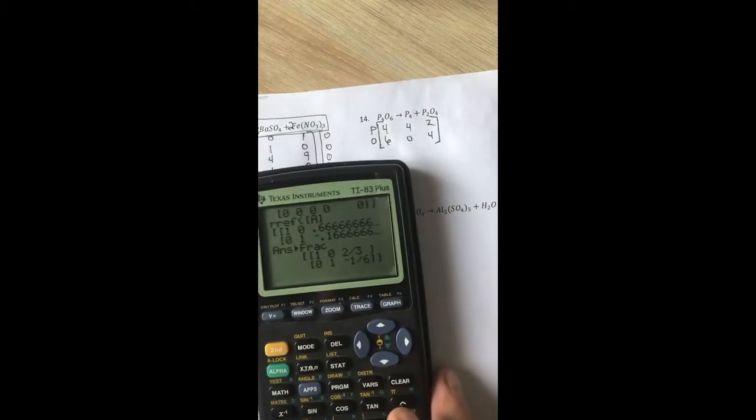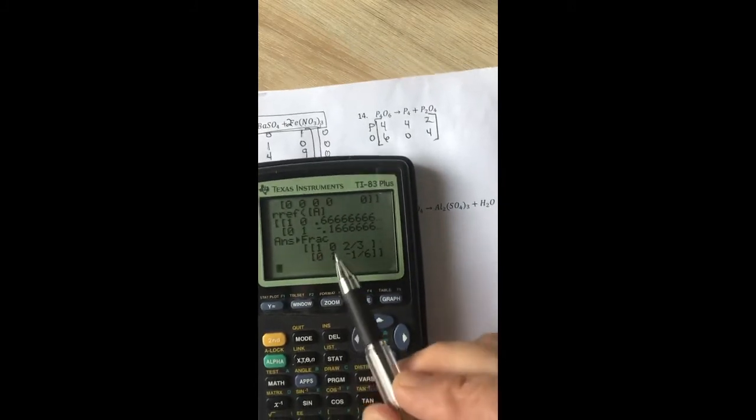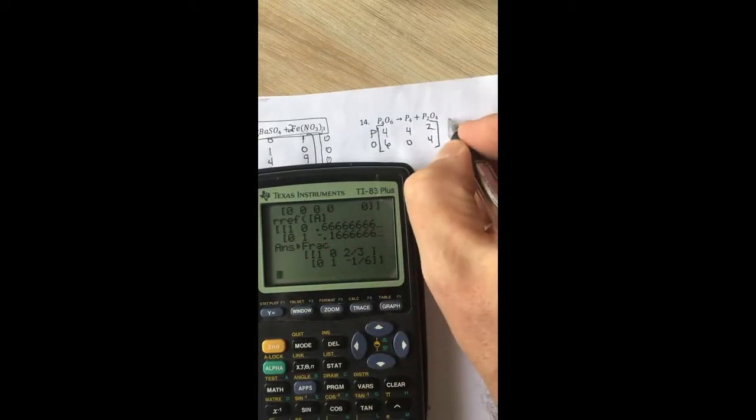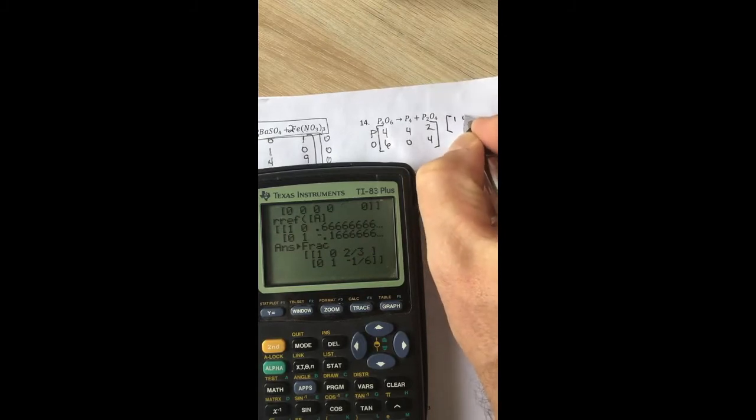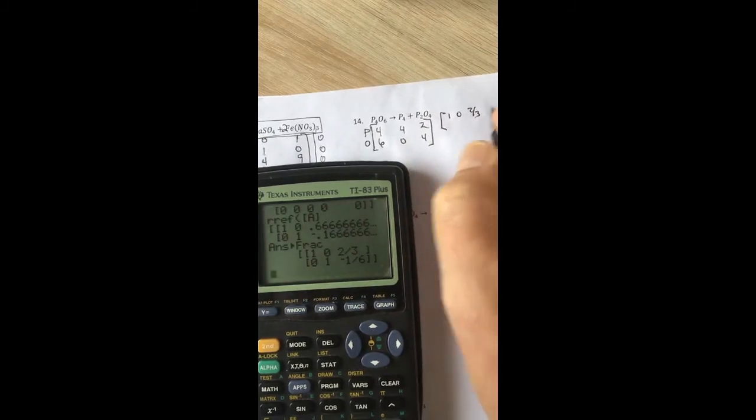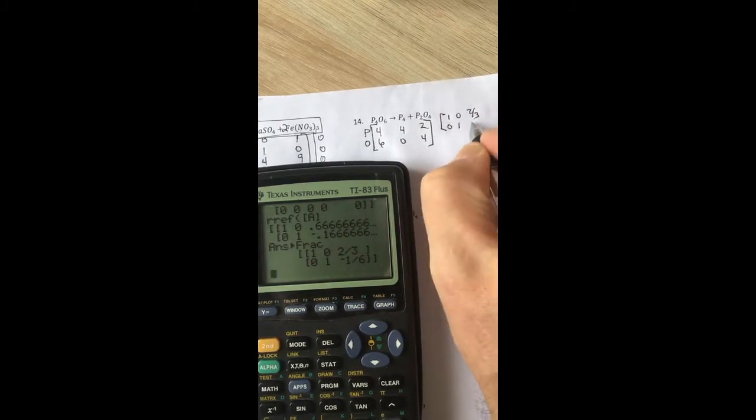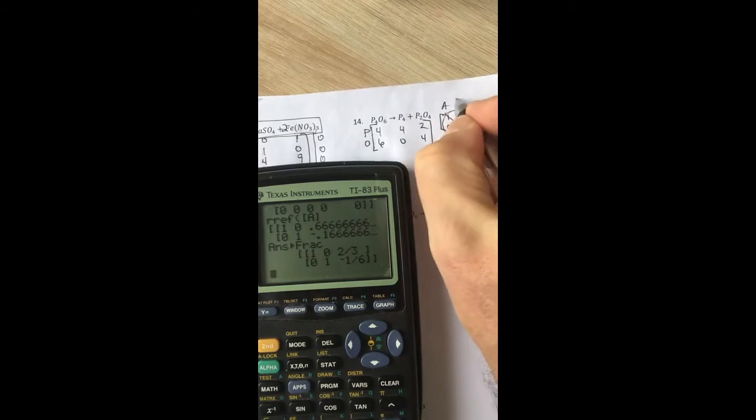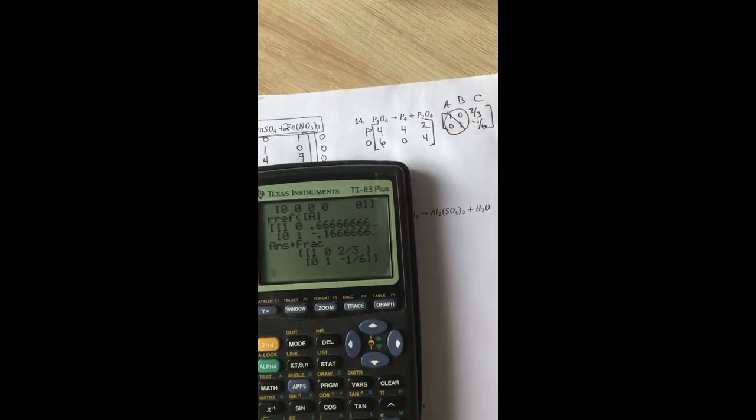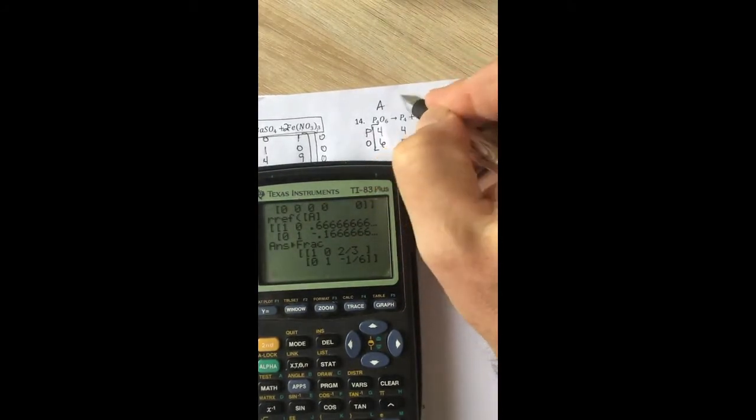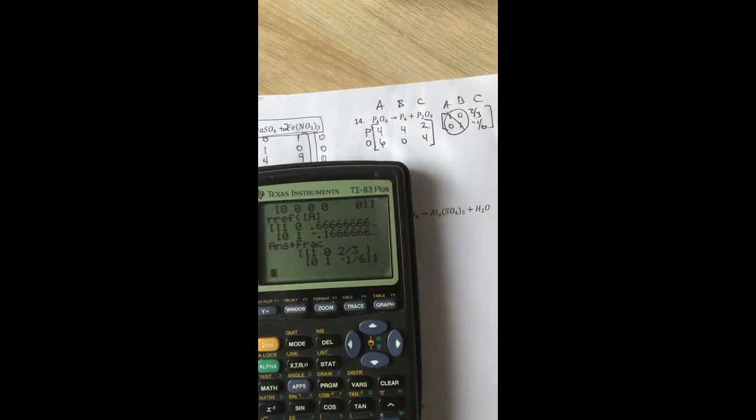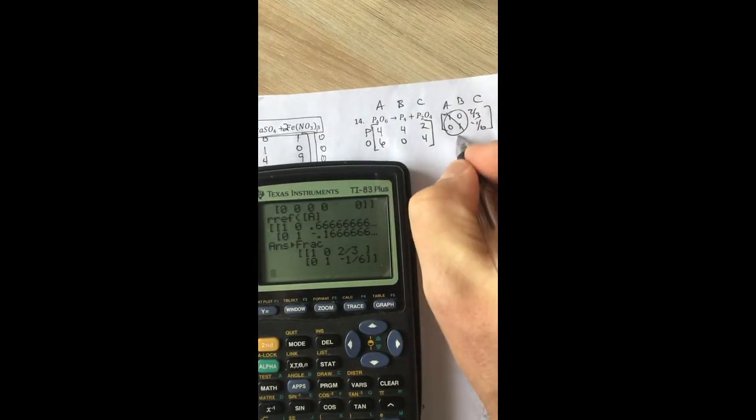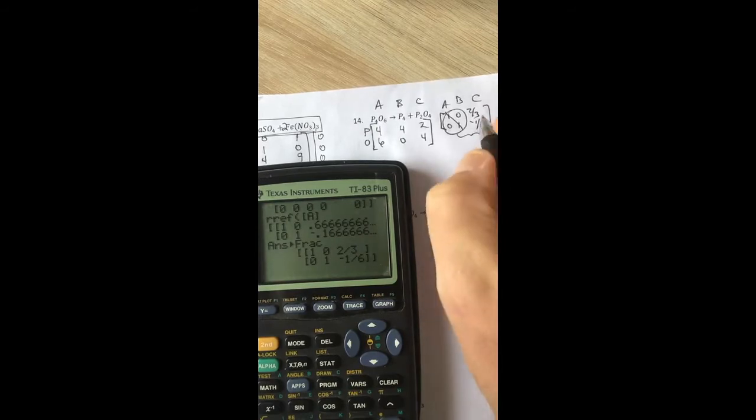Okay, so there we have it. Remember, I'll jot it down up here. What this has given us is 1, 0, 2/3, and then 0, 1, negative 1/6. Here's the reduced echelon form. This was A, B, C. Now see, we didn't make it equal to anything. So that was the A, that's the B, and that's the C. So look what I've got right here.